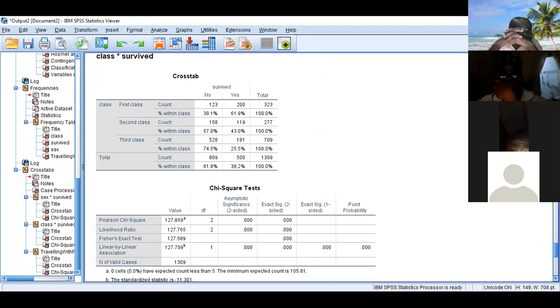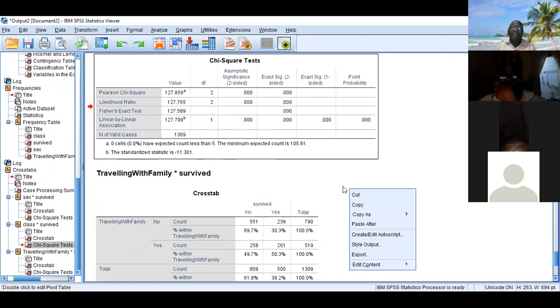Then let's look at the class and survivor. The class that survived the most was the first class, followed by the second class. First class survivor, 61.9%, then 43% of second class, and lower class 25.5% of them survived. So you can see survival increases with socioeconomic class.